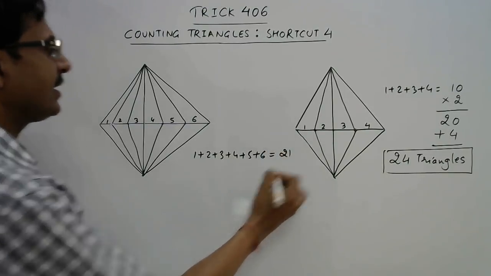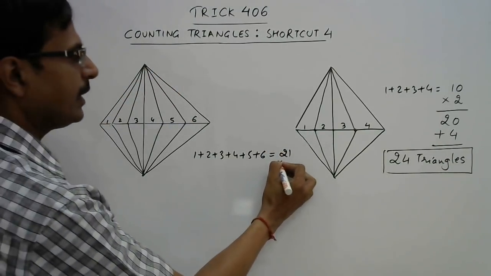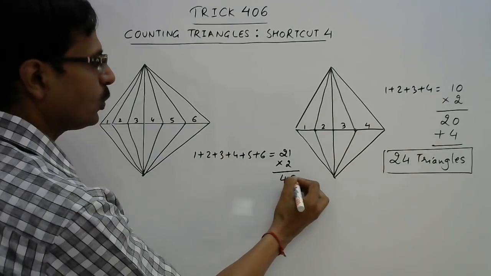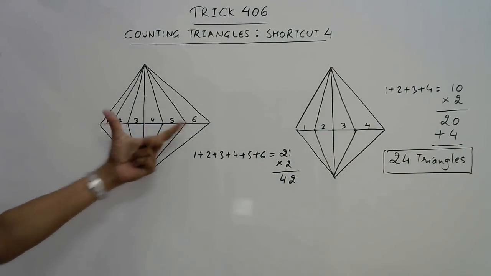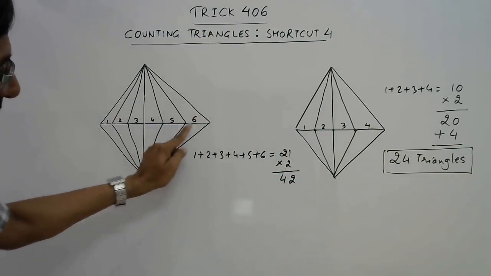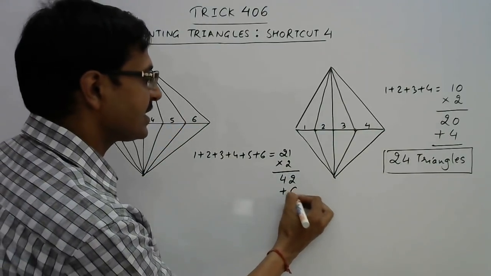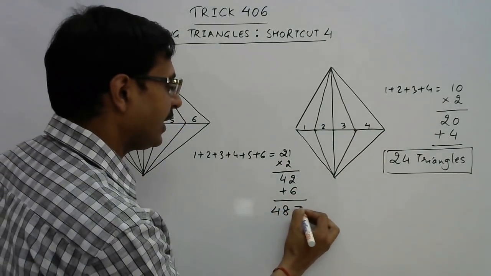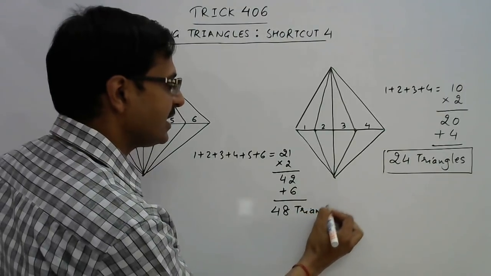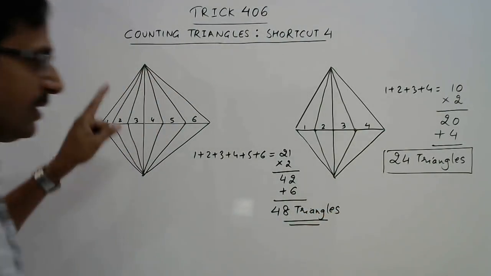Now 21 triangles on the top, multiplied by 2, double it, you get 42 triangles, and you have to add the highest number, that is 6. So just add 6. You get 48 triangles as the answer of this figure.